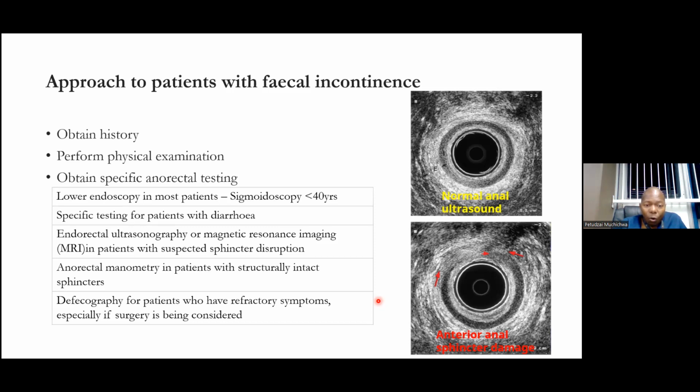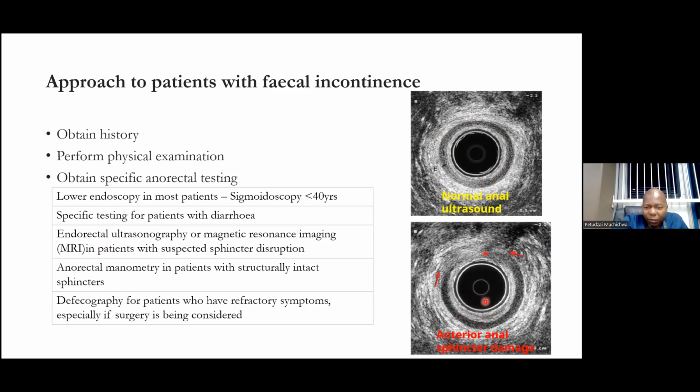Endorectal ultrasound or MRI in patients with suspected sphincter disruption, recent surgery, recent obstructed labor, or even a normal labor but now presenting with fecal incontinence. We will go on to do this investigation. On the slide here, I have a normal ultrasound showing the darker rim, which will be your internal anal sphincter, and the lighter, brighter one will be your external anal sphincter.